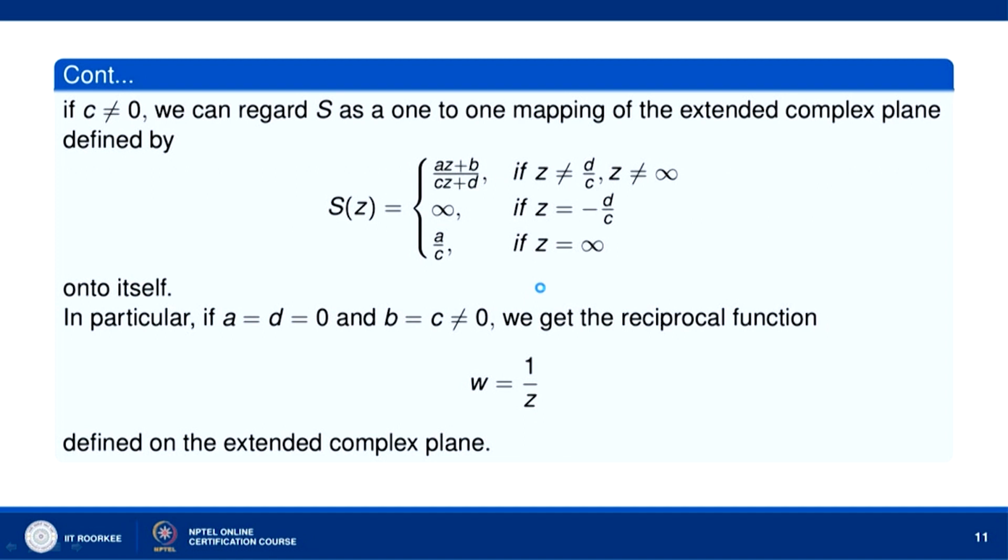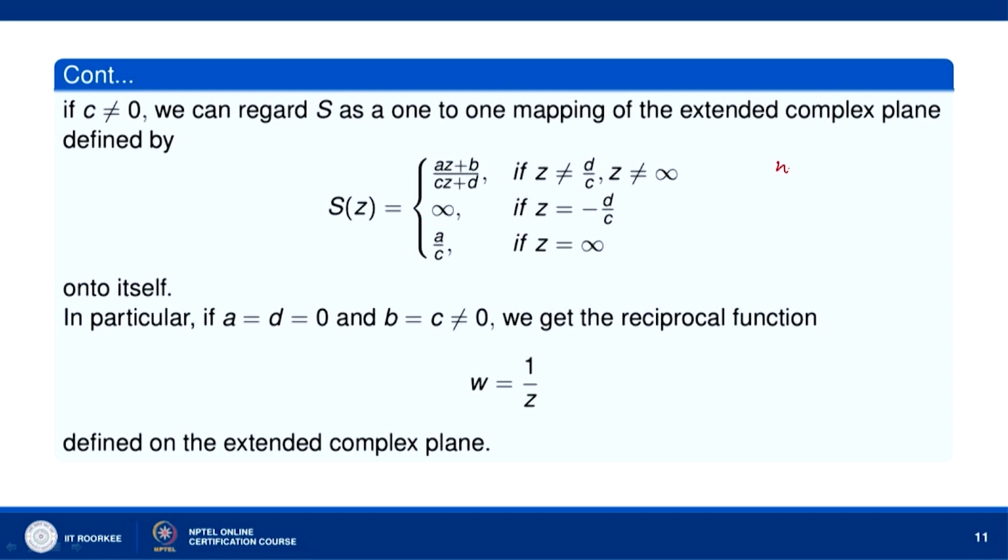extended complex plane defined by S(z) equal to (az + b)/(cz + d) if z is not equal to minus d by c and z is not equal to infinity, S(z) equal to infinity if z equal to minus d by c, and S(z) equal to a by c if z is equal to infinity, onto itself. Okay. So, S(z) maps the extended complex z plane into the extended complex w plane when c is not equal to 0 and it is given by this.